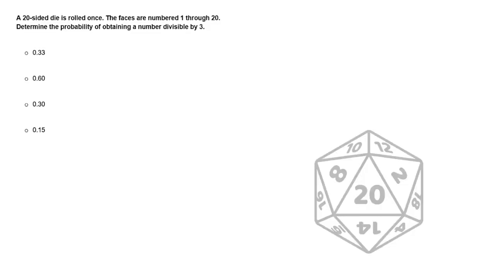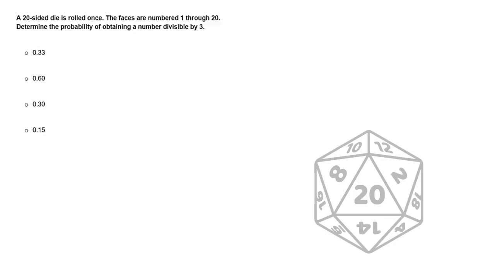A 20-sided die is rolled once. The faces are numbered 1 through 20. Determine the probability of obtaining a number divisible by 3. 0.33, 0.60, 0.30, or 0.15.